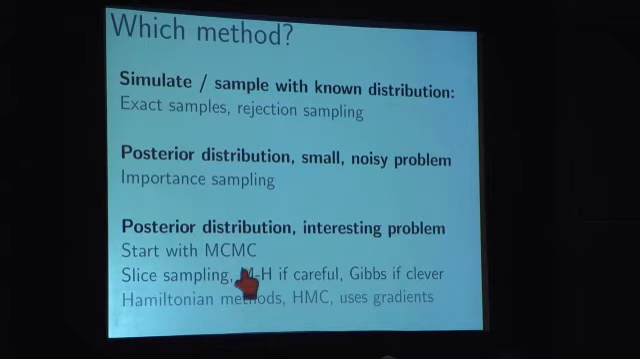If your variables are real valued, I'd suggest starting with slice sampling. If you're careful and you know what you're doing, you might get Metropolis-Hastings to work better. And if you're clever about deriving your updates, you could do Gibbs sampling or one of these other methods.